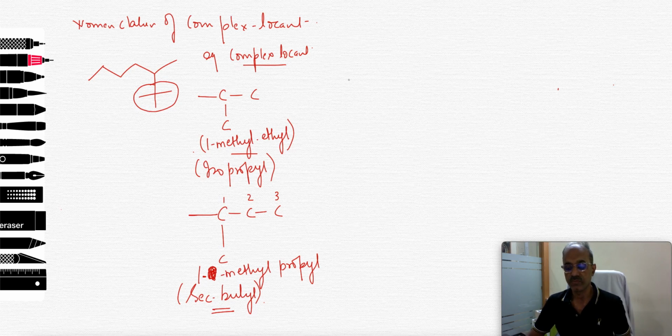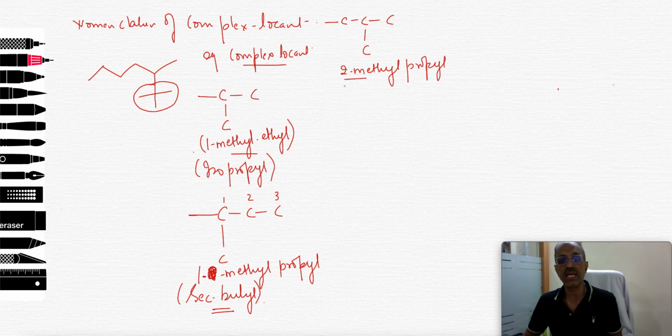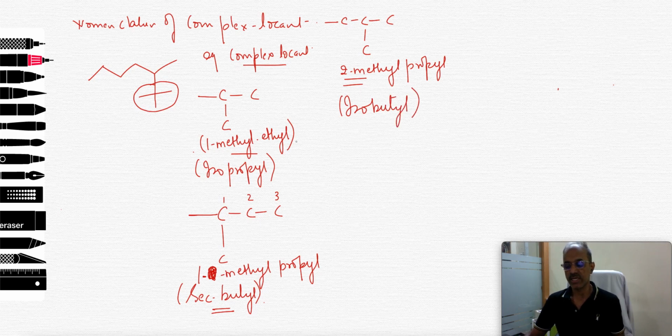Now, similarly, if I say, fine. Now this is 2-methyl propyl. This was 1-methyl propyl and this is 2-methyl propyl. This is 1-methyl propyl which is secondary butyl. This is 2-methyl propyl which is known as isobutyl. Isobutyl. Fine.